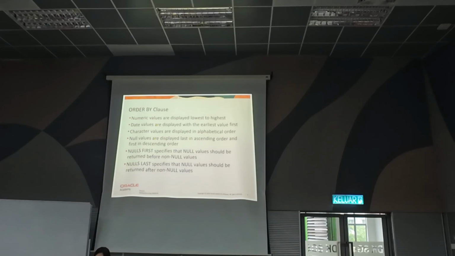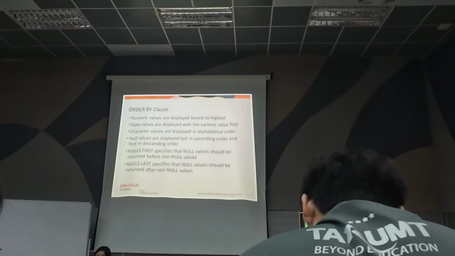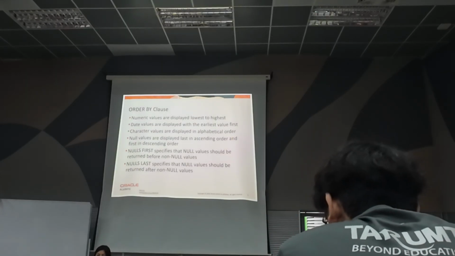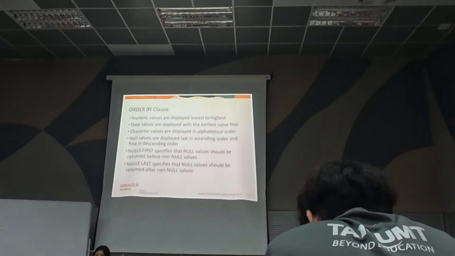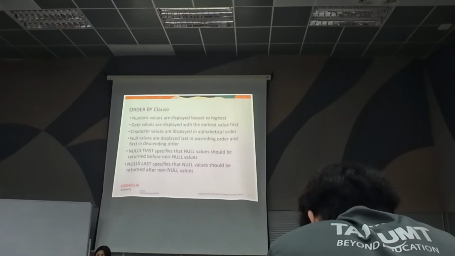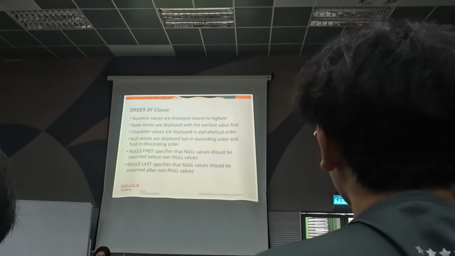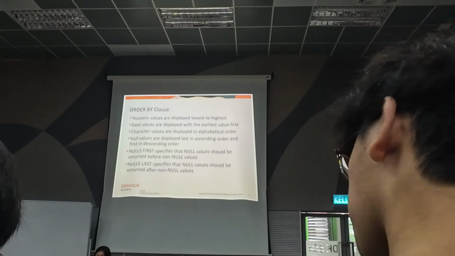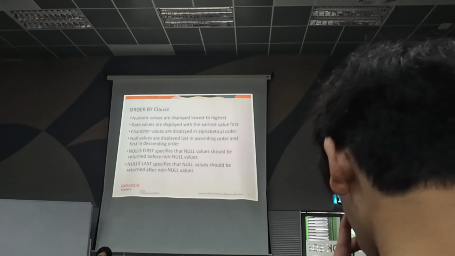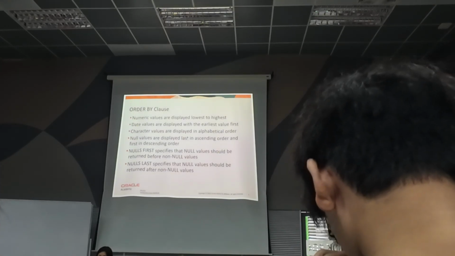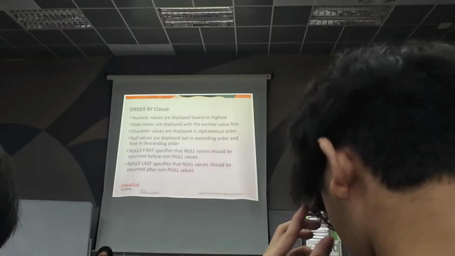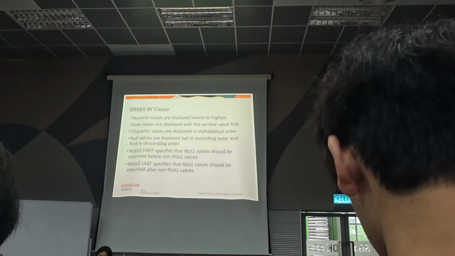For the order by clause, numeric values are displayed from lowest to highest. For example, salary from lower salary to higher salary is ascending. Date values are displayed with the earliest value first, so the earliest date comes first. This is ascending. Character values are displayed in alphabetical order from A to Z. Null values are displayed last in ascending order and first in descending order, if you have nulls.